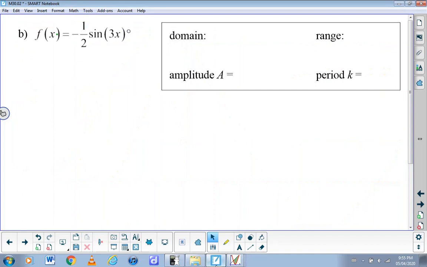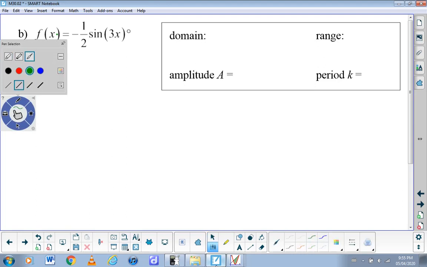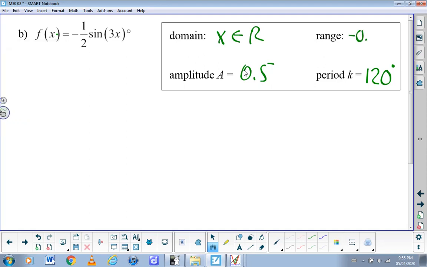So we pretty much have enough information to answer this question. The amplitude is 0.5. The period is 120 degrees. The domain is x is any real number. And of course the range is negative 0.5 to positive 0.5.